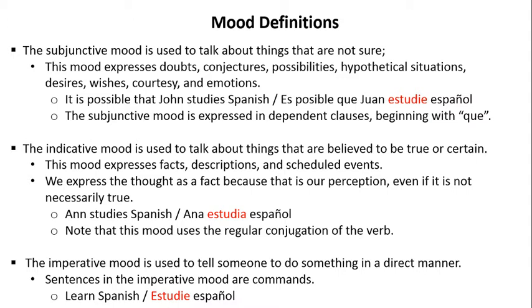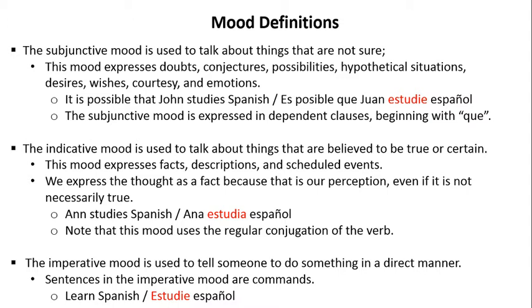Now, the indicative mood is used to talk about things that are believed to be true or certain. This mood expresses facts, descriptions, and scheduled events. We express the thought as a fact because that is our perception, even if it is not necessarily true. For example, Anne studies Spanish. Ana estudia español. Note that this mood uses the regular conjugation of the verb.